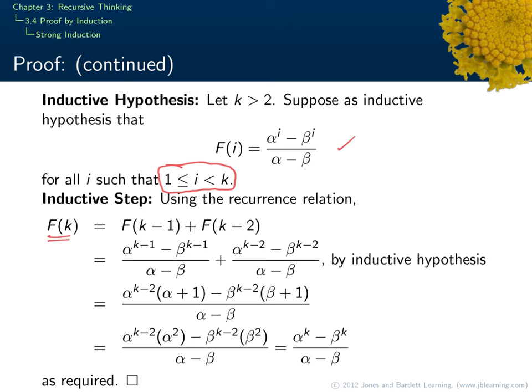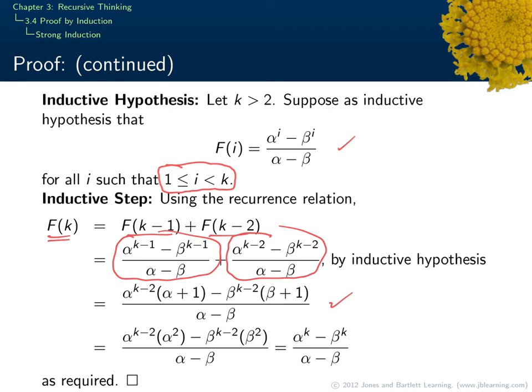The kth Fibonacci number is the sum of the previous two. But according to our strong induction hypothesis, the kth minus 1 Fibonacci number is this quotient. The k minus second Fibonacci number is this quotient. And now you need to add all that stuff together and simplify. And when you do it, you wind up with this quotient.